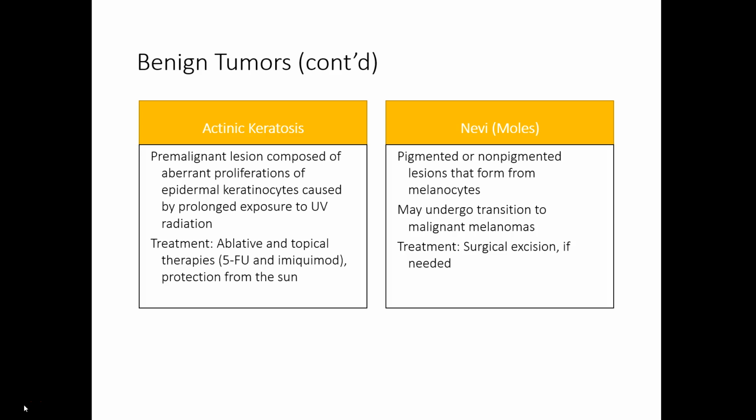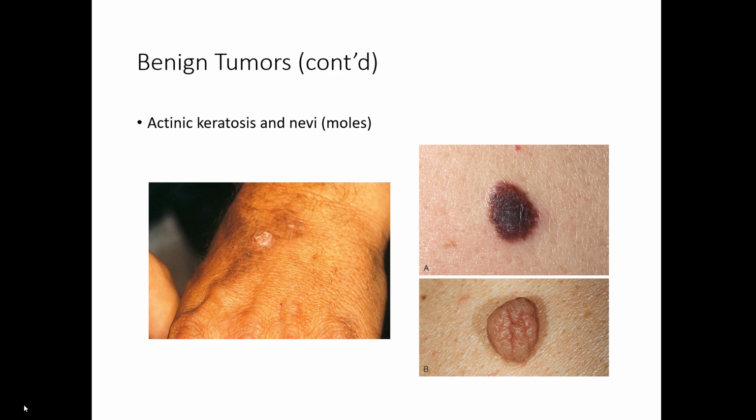Moles are also known as nevi, and these are pigmented or non-pigmented lesions that form from melanocytes, and they can undergo transition to malignant melanomas. Treatment, depending on the clinical presentation, is surgical excision, and that can often be done in the office, depending on the size. Sometimes we will also refer out to dermatology if it is significant or more involved treatment is warranted. So here on the left, you have the actinic keratosis versus the right side, you have the moles or the nevi.